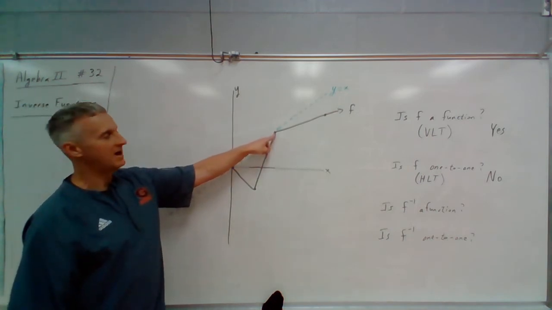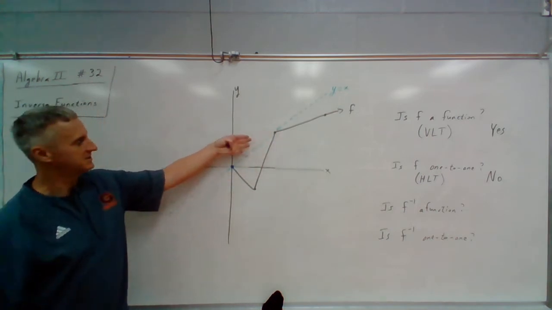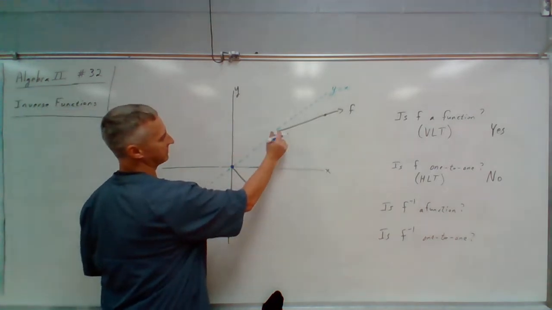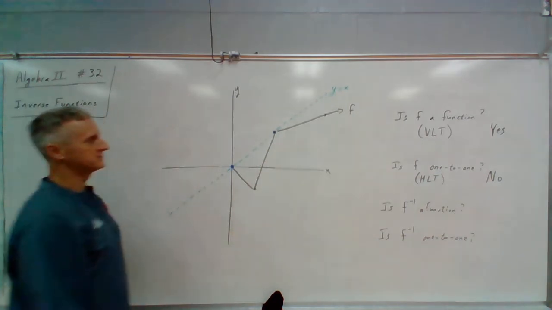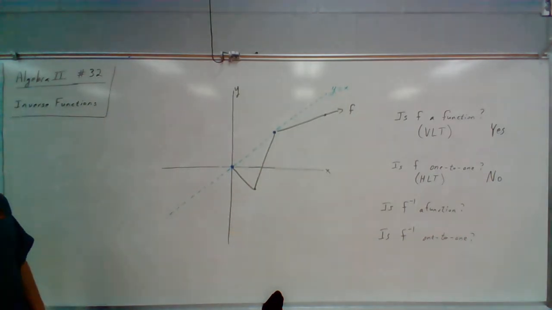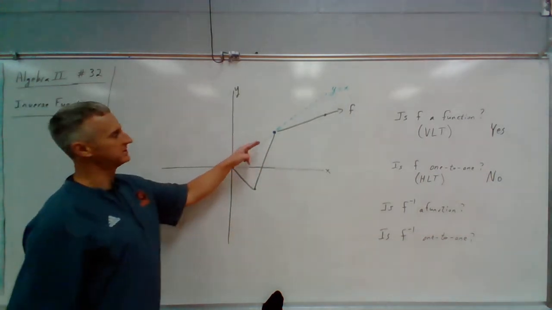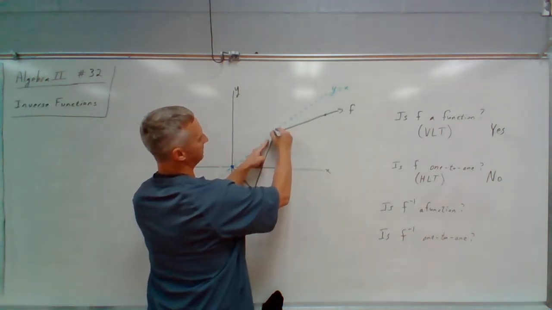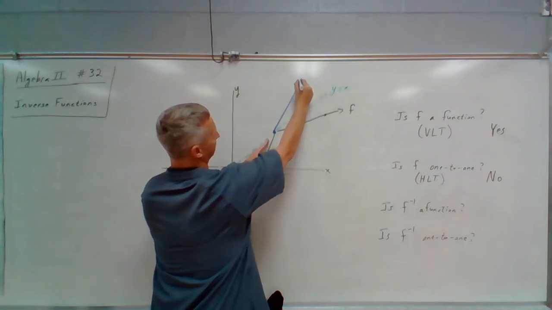This point is on the line y equals x. We don't know what it is. It might be like 7, 7. But whatever it is, the same point would also be on the inverse. All right, now all we have to do is reflect across this line y equals x. So if I reflect this across the green dotted line, I'll get something that looks like that.